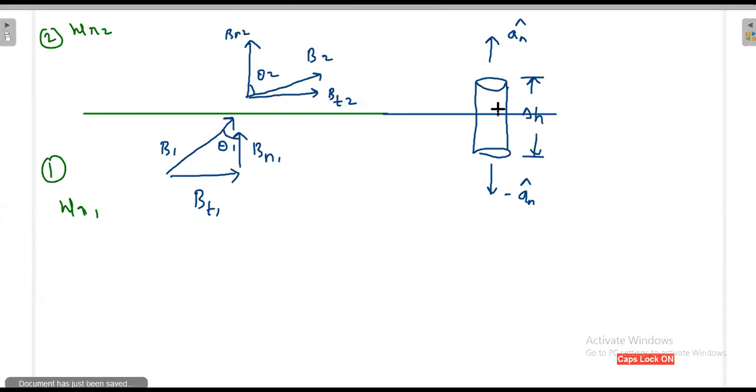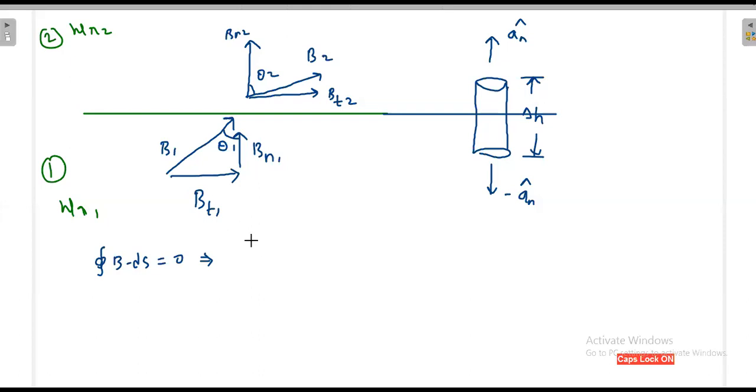Just now we have seen, once you take some closed surface, the flux effectively that is coming out of the closed surface is always 0. So integral B dot ds is 0 for a closed surface. Then what is the meaning of that? The flux that is coming out of the box is always 0. The box has 3 different surfaces: top, bottom, and side surfaces.